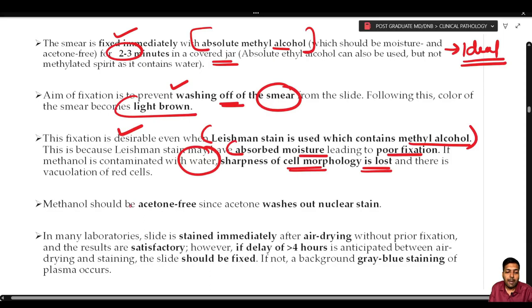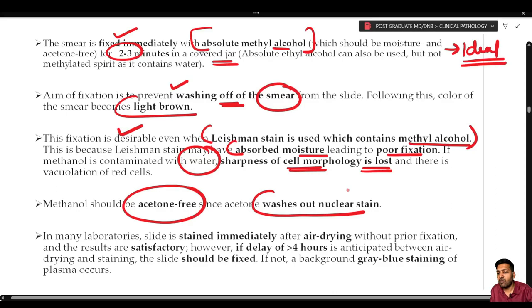The methanol that is used for fixation should be acetone free, since acetone washes out the nuclear stain. Why should it be water free? The absolute methyl alcohol should be moisture free, because if it is not, then the fixation will not be proper and the cell morphology will not be crisp or sharp. And why should it not have any acetone? Because if acetone is there, it is going to wash out the nuclear stain. So it should be acetone free and moisture free.